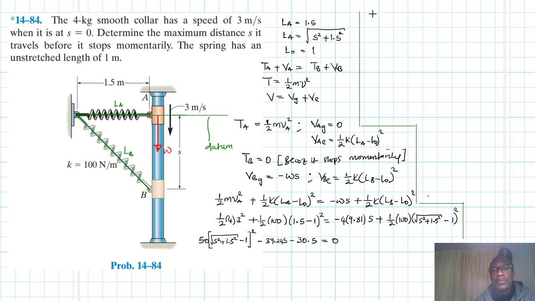So then we're going to say, let the function itself f of s be equal to 0, and this is just equal to a 50 square root of s squared plus 1.5 minus 1, okay, minus 39.24 s minus 30.5 equal to 0.